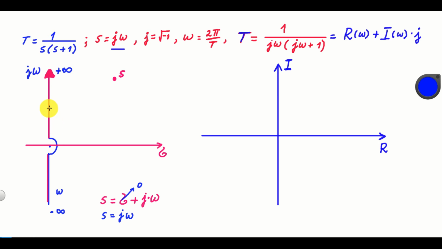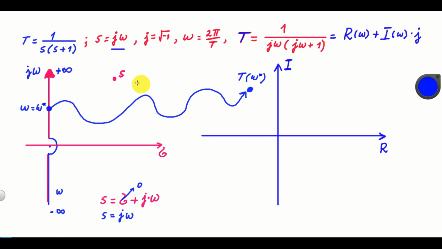What is important to understand is that any point over here, for example this point with omega value equal to, let's say, omega star, is mapped to a certain point inside of this plane. For example, this point over here. Namely, I will denote this point by T of omega star. And this mapping is actually performed by our sinusoidal transfer function. That is, by this transfer function.